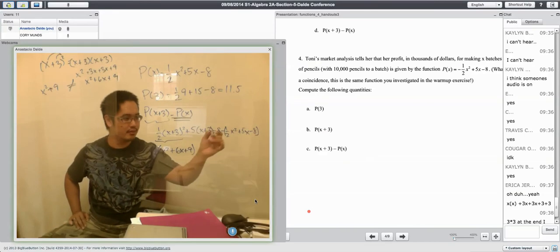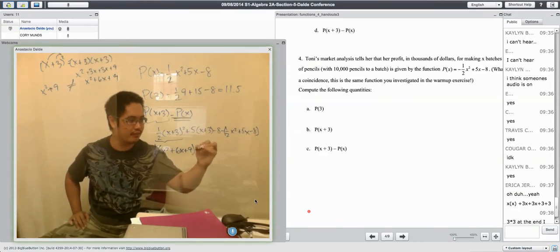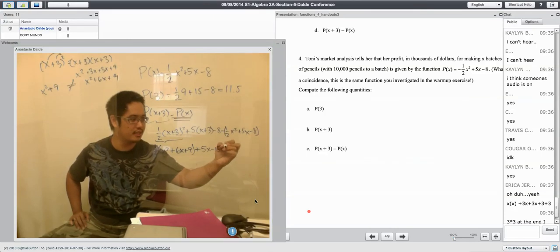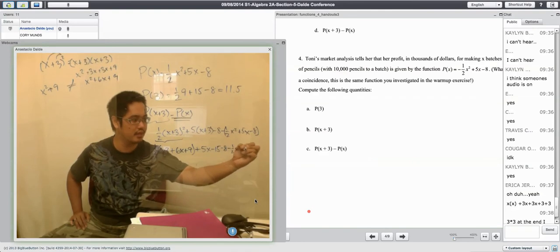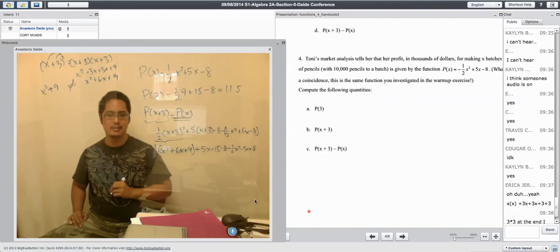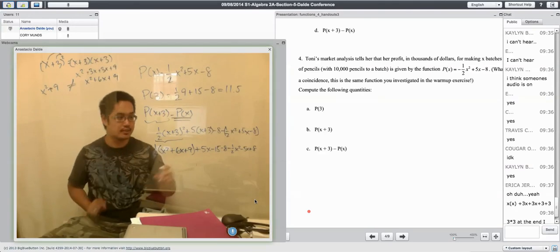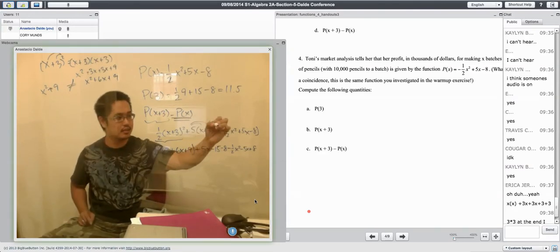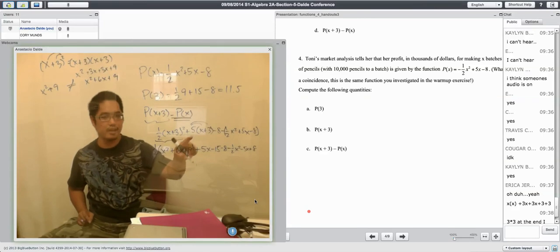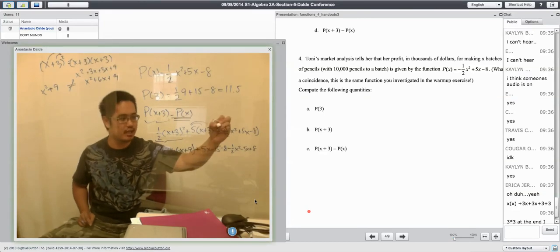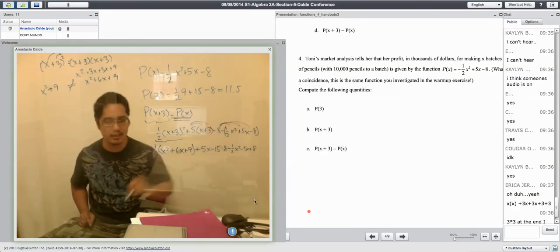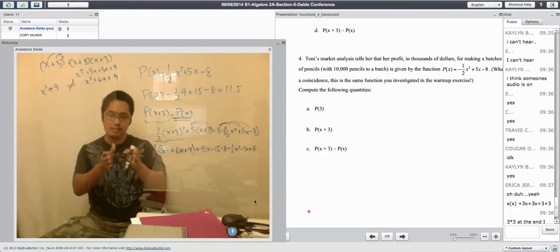So let me do this part right here. This is plus 5x minus 15 minus 8 minus 1/2 x squared minus 5x plus 8. All I did at this point was distribute this thing. I distributed this 5 in here, and I distributed this negative in here. So that's negative, negative, and a positive. Did I go too fast for anyone?